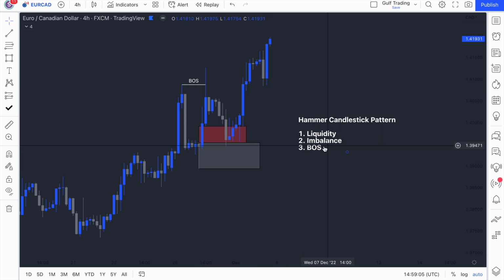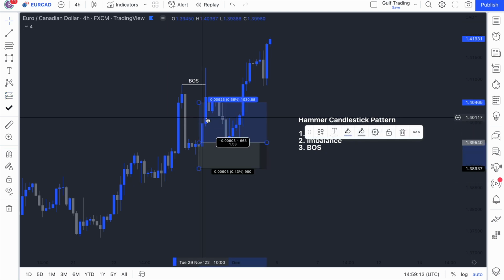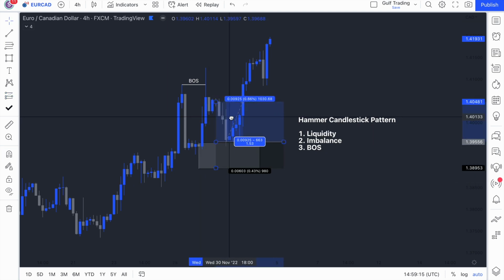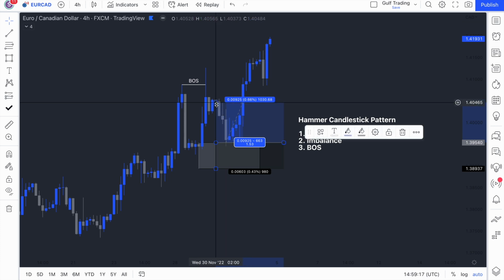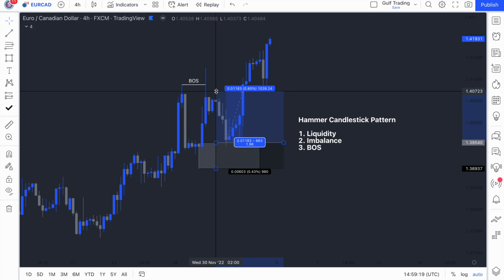But using these three rules or concepts, what I like to do is, as with all my strategies, you can target whatever you want. You can have a fixed risk reward of 1.5, 2, 3, or you can target the highest point in the structure. So this would give a risk reward of 2.86, which is a very nice trade.